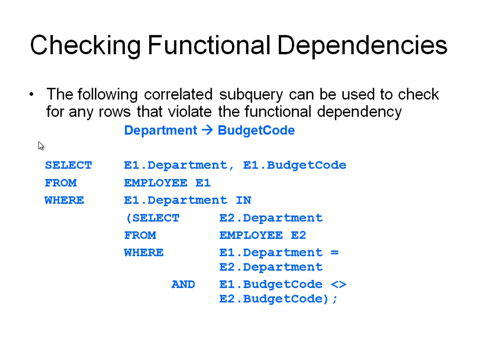Also, correlated subqueries can be used to check for any rows that violate the functional dependency. For example, if we would like to check that no two departments have the same budget code, then we use the nested correlated subquery shown here. As you can see in the code, we have a comparison between the two departments and comparison between their codes. If the two departments are equal, the code should be equal. If they are not equal, then their code should not be equal.